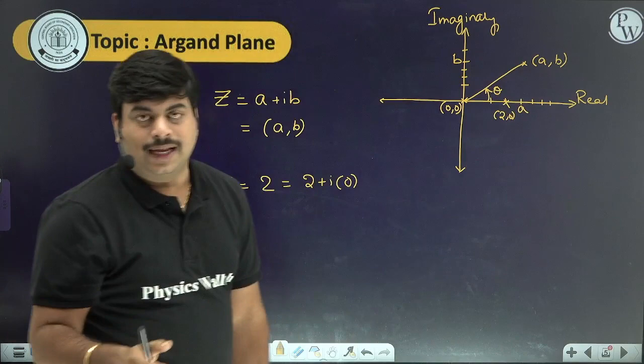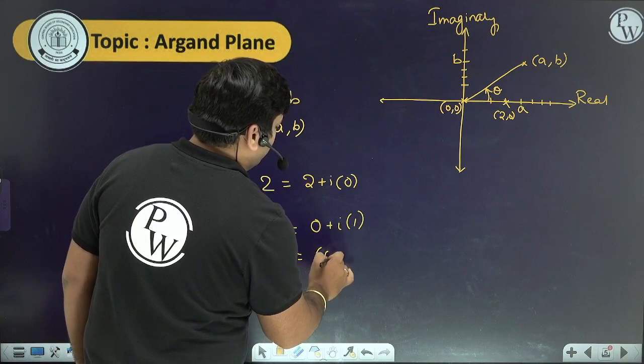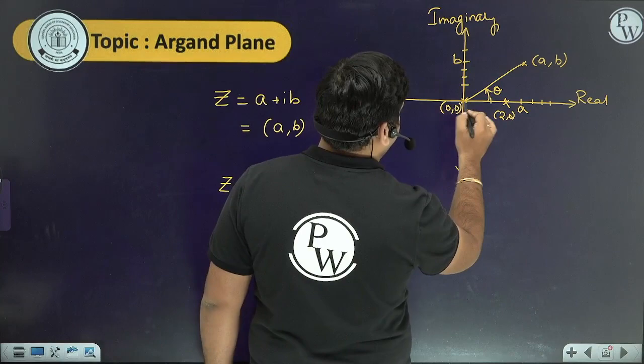Okay, if I give you z equal to i, just i, what is the meaning of that? It is 0 plus i times 1. So the point will be (0, 1): 0 on the real axis and 1 on the imaginary axis. So here we get the point (0, 1).